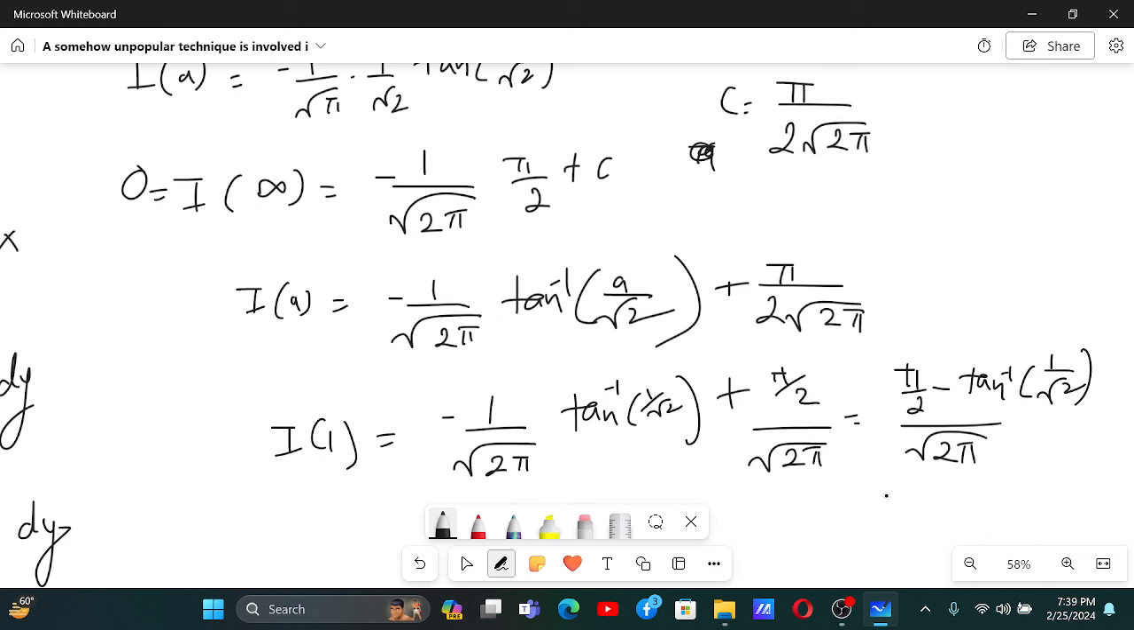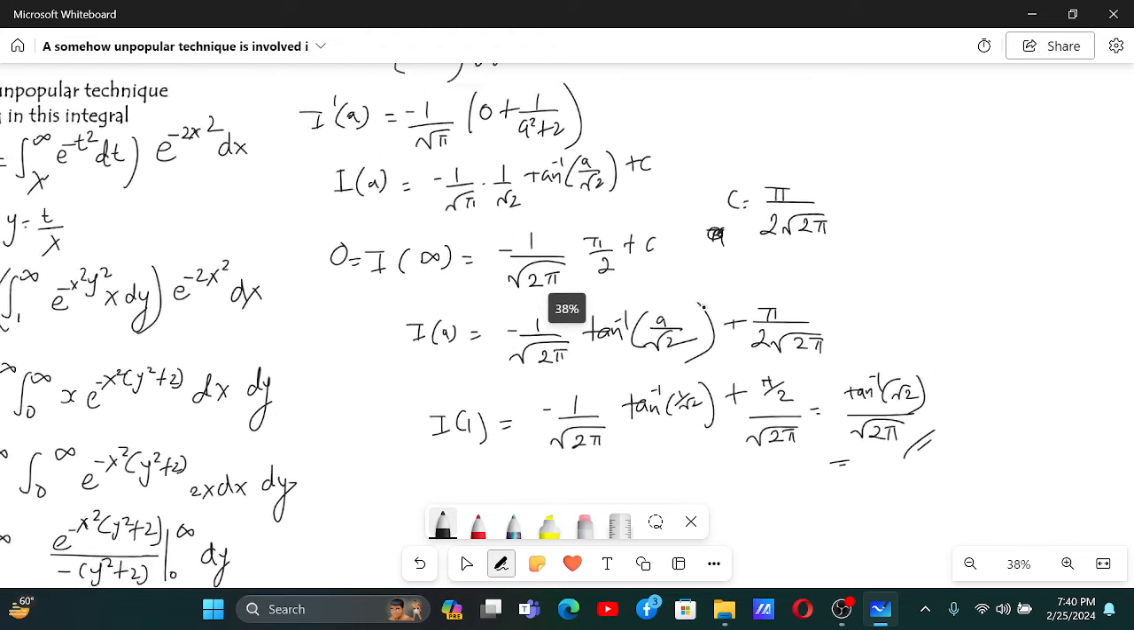Now they are similar things. First of all, I can change tan inverse 1 by root 2 to cot inverse root 2, and then pi by 2 minus cot inverse root 2 is tan inverse root 2. So we will have tan inverse root 2. And yeah, that's the answer.